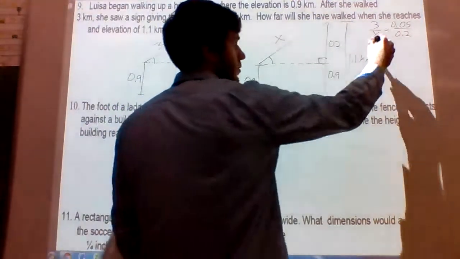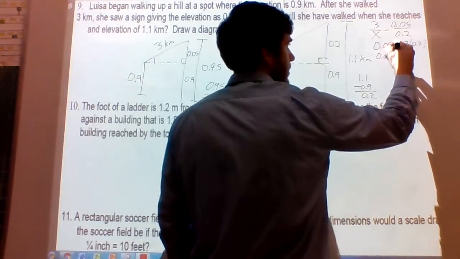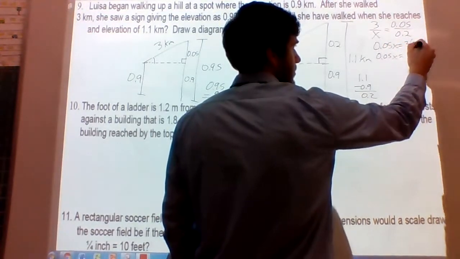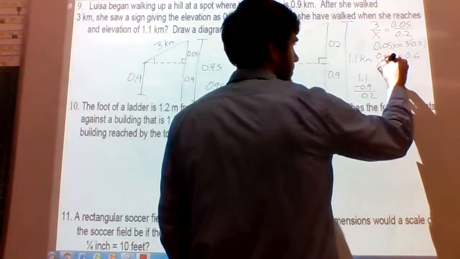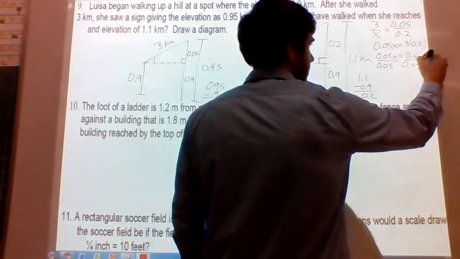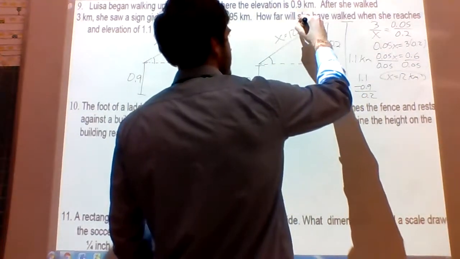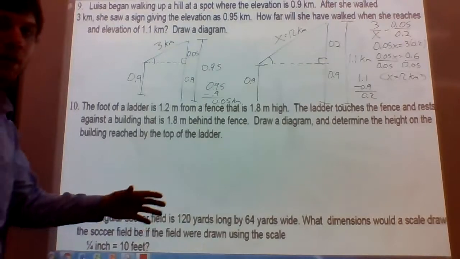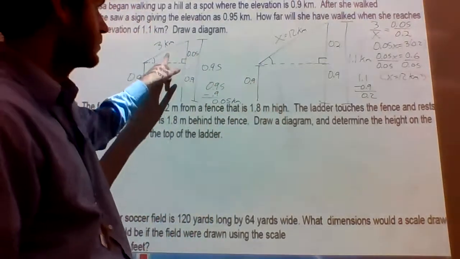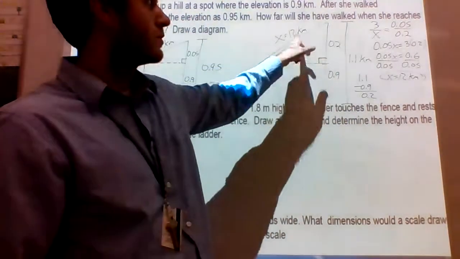Okay, so we get 0.05x equals 3 times 0.2. This is going to be 0.6. Divide both sides by 0.05, and x is going to be 12 kilometers. So we know this is 12 kilometers. All right, and it's a similarity factor of 4. This triangle here is 4 times bigger than this one. So 0.05 times 4 is 0.2. 3 times 4 is 12.